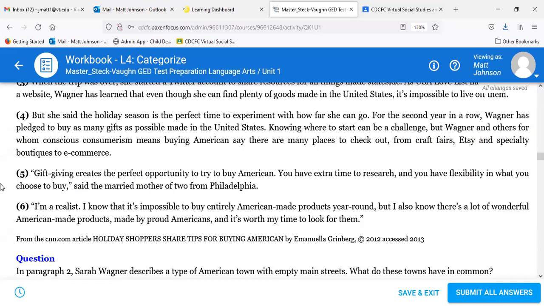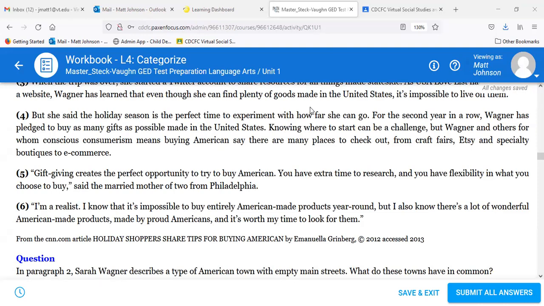You have extra time to research and you have flexibility in what you choose to buy, said the married mother of two from Philadelphia. I'm a realist. I know that it's impossible to buy entirely American-made products year-round, but I also know there's a lot of wonderful American-made products by proud Americans, and it's worth my time to look for them.